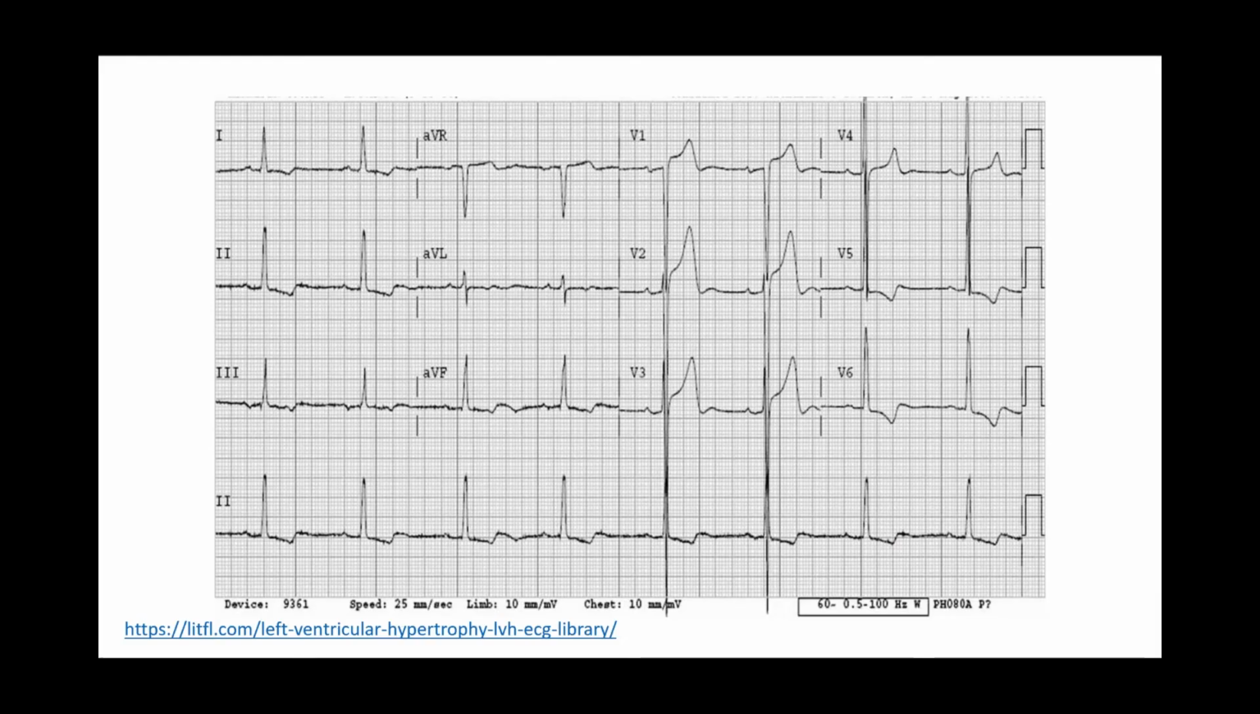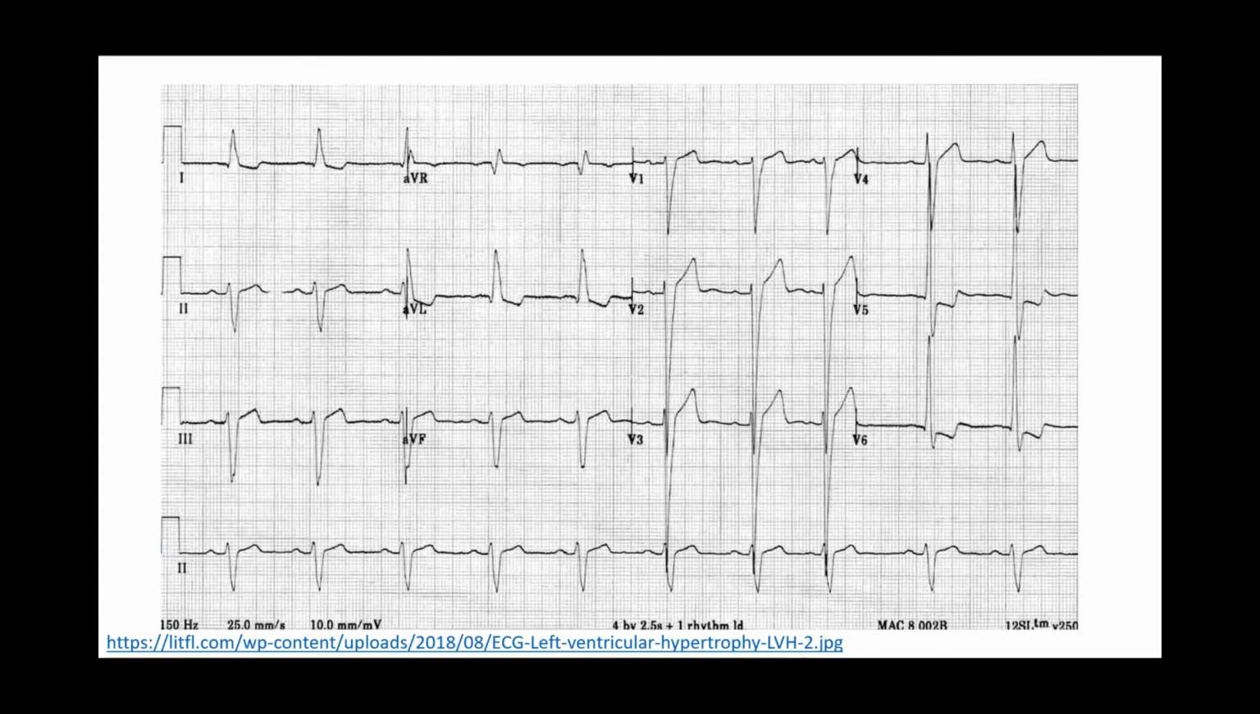Here is an example of left ventricular hypertrophy that meets the Lyon criteria. As you can see, here is the S wave in V1 and the R wave in V6. The S wave extends down about 5.5 big boxes, and the R wave in V6 extends up about 4 big boxes. This adds up to about 9.5, which is greater than 7, therefore meeting LVH criteria.